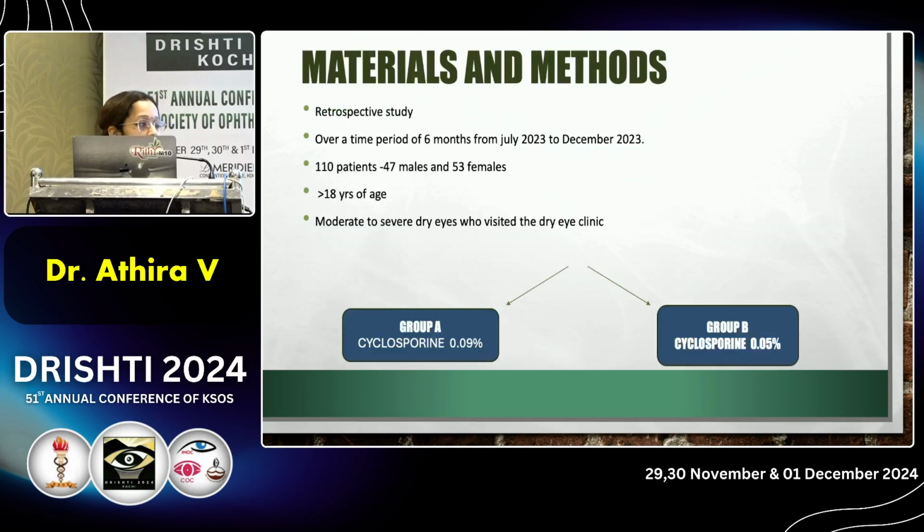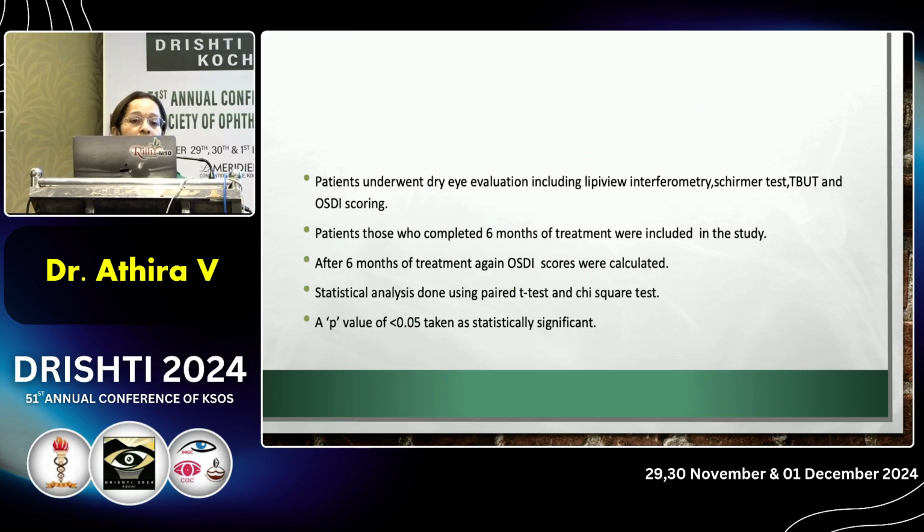Materials and methodology. It's a retrospective study conducted in a tertiary eye institute over a period of 6 months. Patients with moderate to severe dry eye were evaluated, and group A included the 0.9% group and group B the 0.05% group. Patients underwent dry eye evaluation including LipiView interferometry, Schirmer, tear break-up time and OSD scoring. Those who completed 6 months of treatment were included in the study. After 6 months, the OSD scores were calculated again and analysis done, with a p-value of less than 0.05 considered significant.